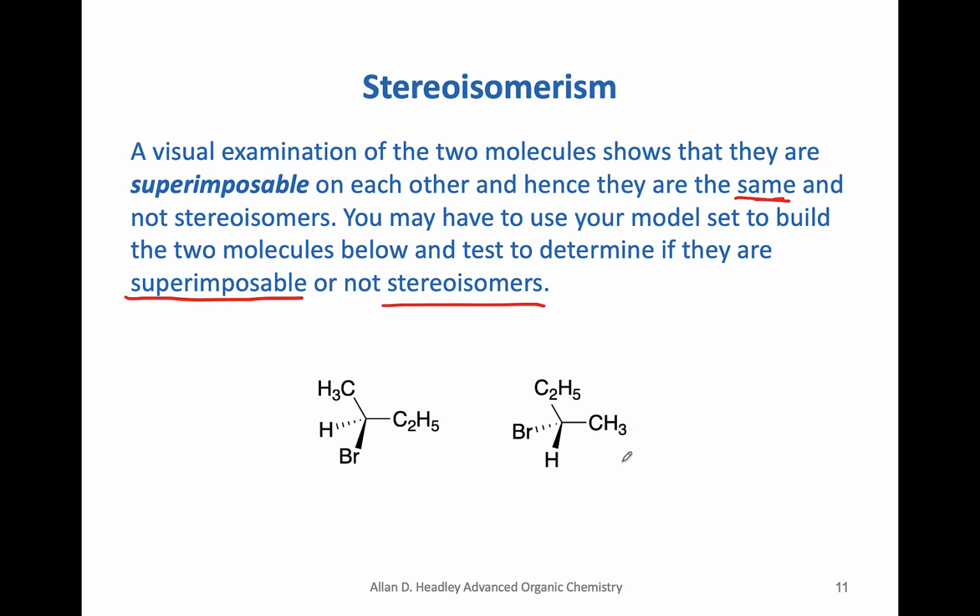Notice again, they are drawn with groups here: bromine, hydrogen, ethyl, methyl, and the same bromine, hydrogen, methyl, ethyl. The same groups are bonded to the carbons here, but we'll have to look at the orientation of the atoms or the groups in space. Okay, let's take it a step further.